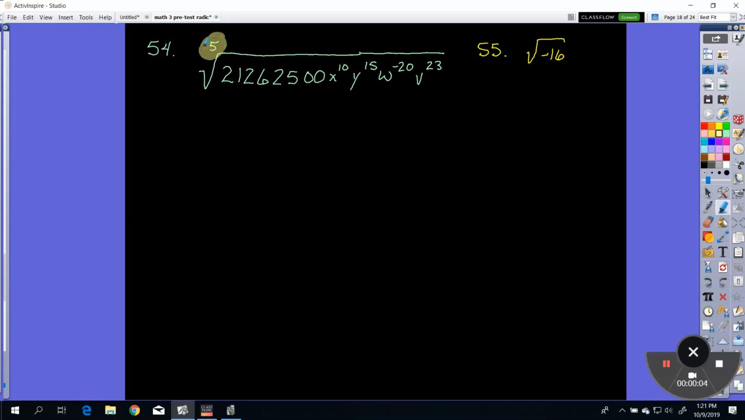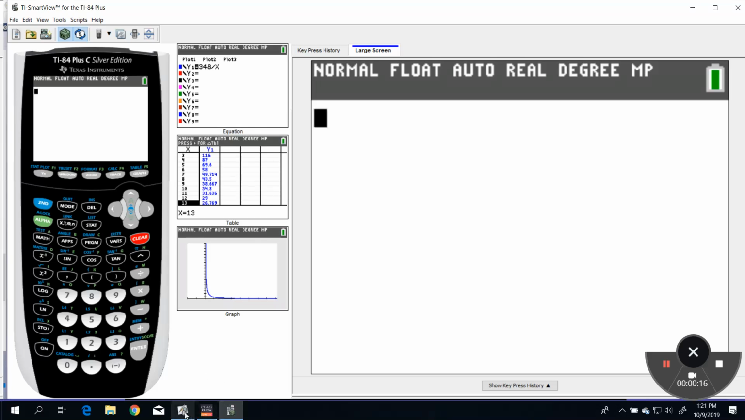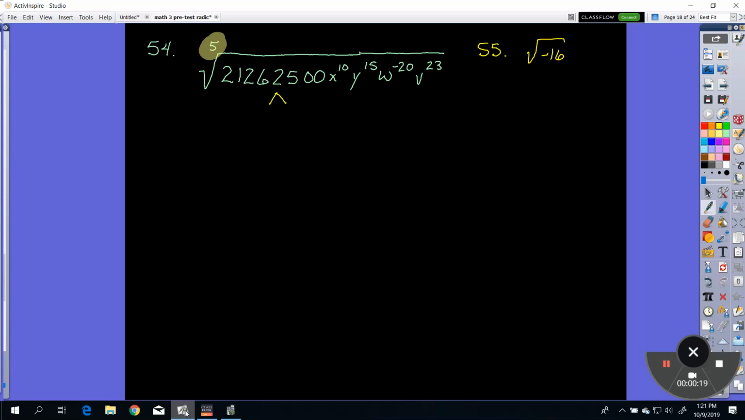So the 5 on the outside means I'm looking for groups of 5. So I need to figure out what this multiplies to be. I see that it ends in zeros and a 5, so I'm going to try dividing that number by 500. So I go to my calculator.